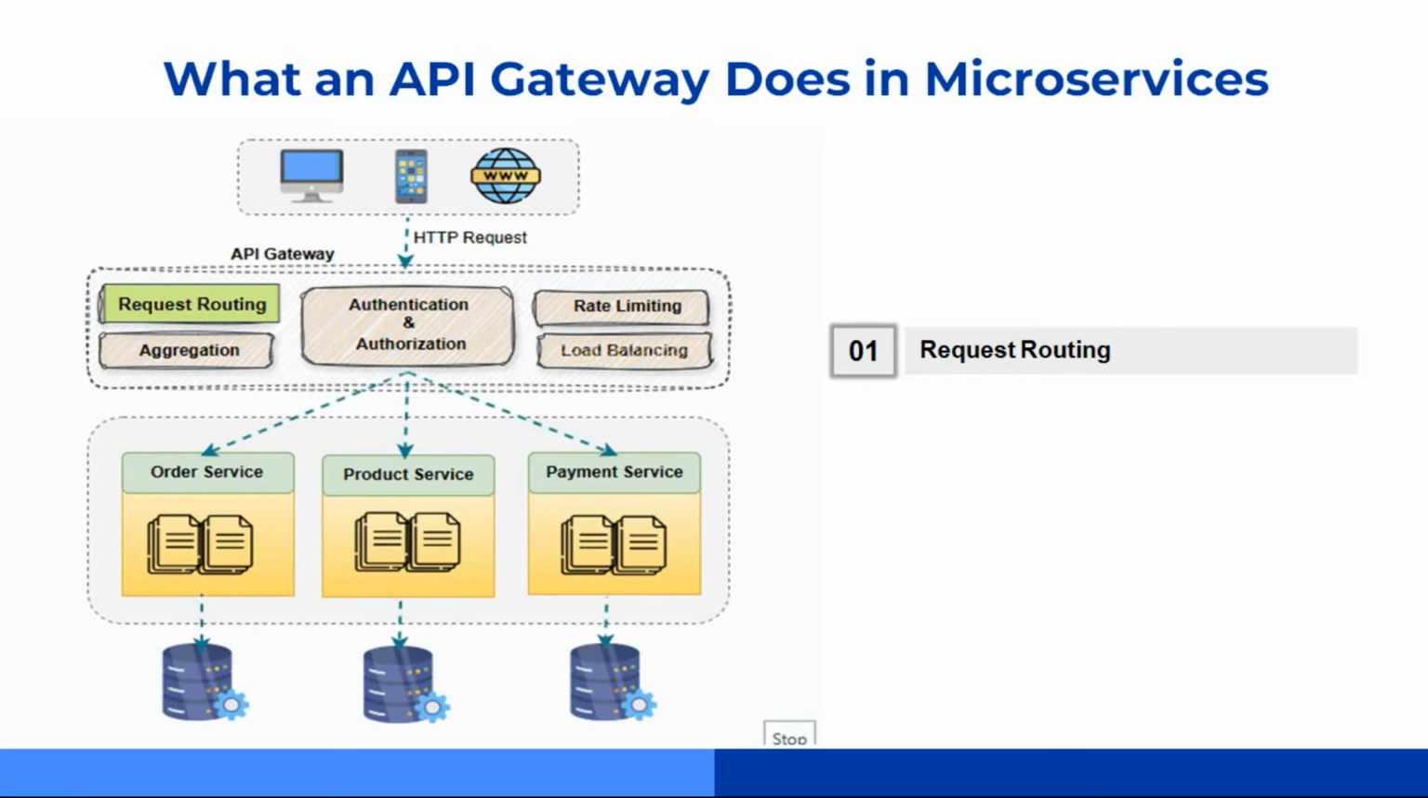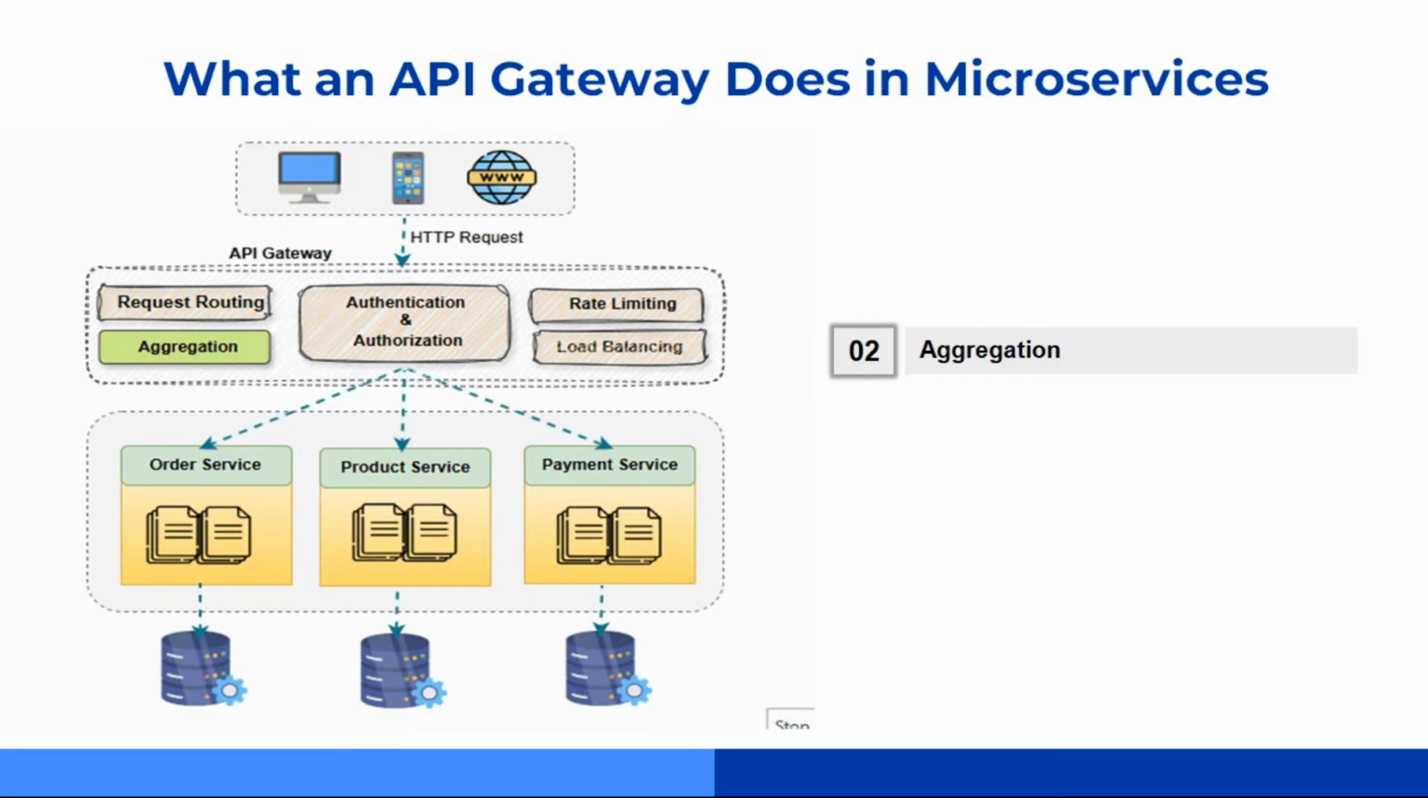Number 2. Aggregation. Sometimes a single screen in the app needs data from multiple services, like order info from one service and product details from another. Instead of making 3 separate calls, the client just calls the API gateway. The gateway then talks to all the needed services, collects their responses, and sends back one combined result. This is called response aggregation, and it keeps things simple for the client.